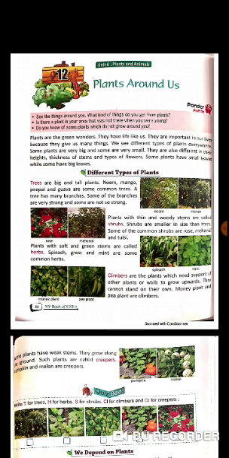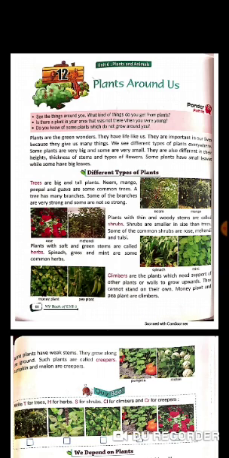Trees. Trees are big and tall plants like neem, mango, peepal, and guava are some common trees. A tree has many branches. Some of the branches are very strong and some are not so strong. So, plants which grow very tall and very strong are called trees. This is the simple way to know what trees are. The trees we can see all around us are the peepal tree, neem tree, mango tree, and so on. These all are different kinds of trees.